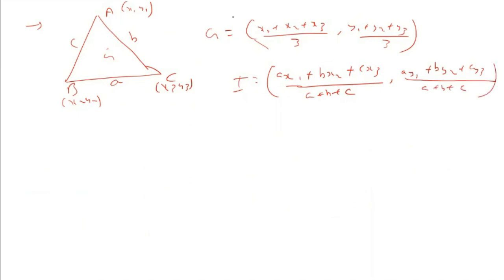So it's easy to remember. The centroid is the simplest: just sum the 3 and divide by 3, you're done. For the incenter, just multiply each side with the opposite vertex and keep adding them. Divide by the sum of the sides, and you've got the coordinates of the incenter.